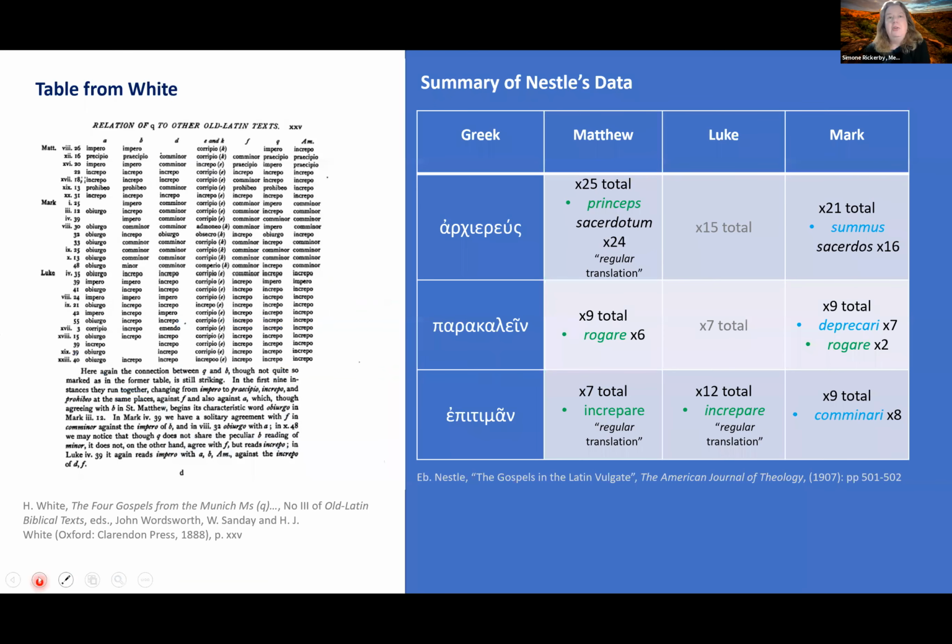The case of comminari was first noted by Henry White in 1888 in volume 3 of Old Latin Biblical Texts. White discusses the relationship between Old Latin manuscript VL13, here identified as Q, and its relationship with the rest of the Latin textual tradition. And on the left-hand side of your presentation, you see the table from White, which outlines the variations associated with comminari.